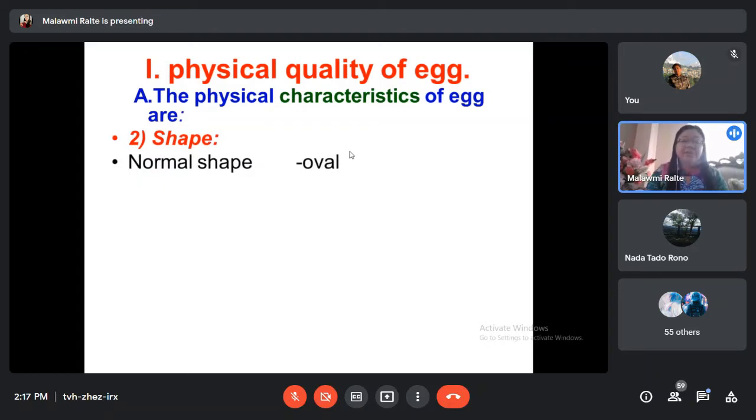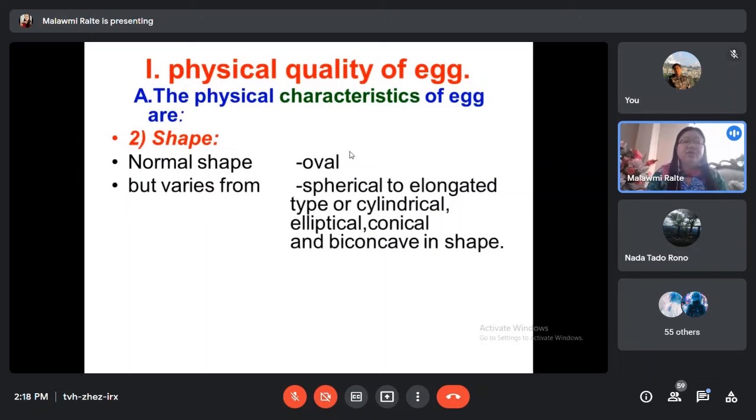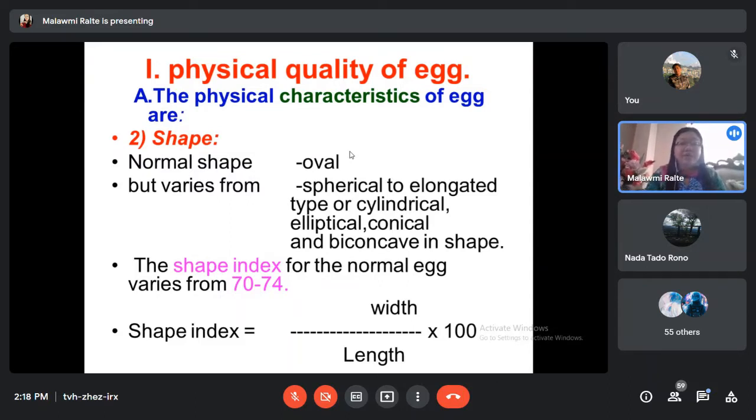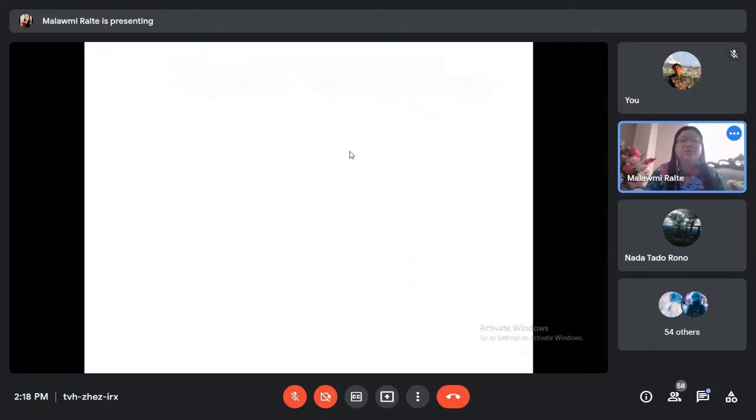Okay. So the second one is the shape of the egg. The normal shape of egg is oval, but this oval shape varies from spherical to elongated type or cylindrical, elliptical, conical, or biconcave in shape. The shape index for the normal egg varies from 70 to 74. You can calculate the shape index by dividing the width by the length and multiplying by 100. Try to know all these small points. They used to come in your objective for competitive exams as well as for JRF and all these things. The shape index of the normal egg is 70 to 74.